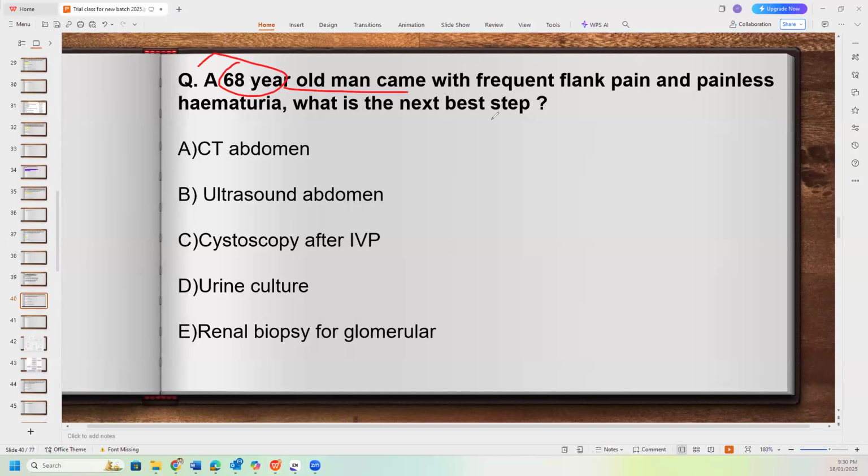A 68-year-old man, so an elderly gentleman, coming with frequent flank pain and painless hematuria. They haven't mentioned whether microscopic or macroscopic, but there is flank pain and hematuria in a 68-year-old. What is the next best step? CT abdomen, ultrasound abdomen, cystoscopy after IVP, urine culture, or renal biopsy?